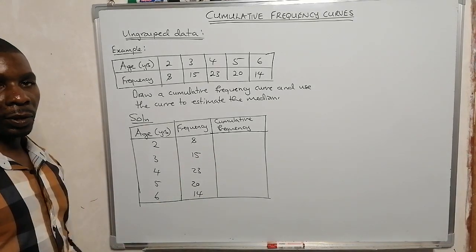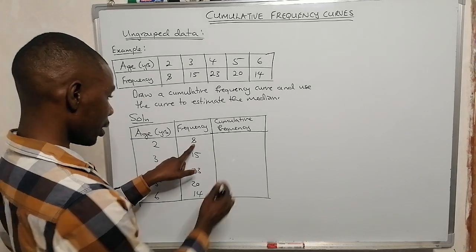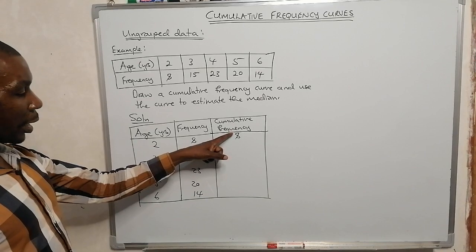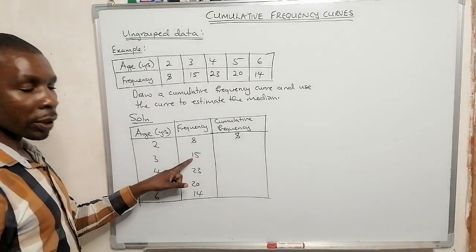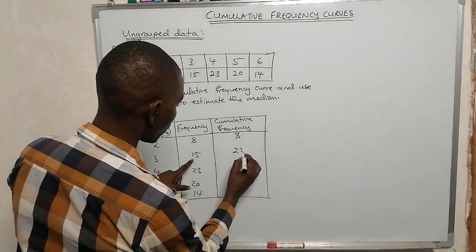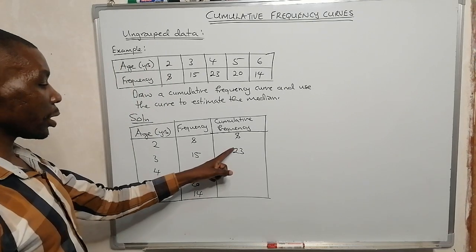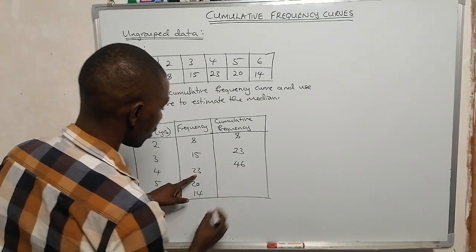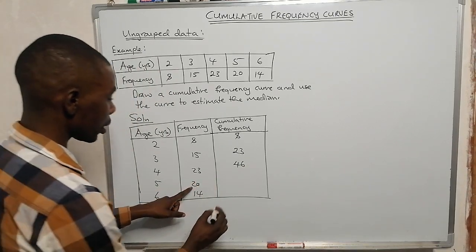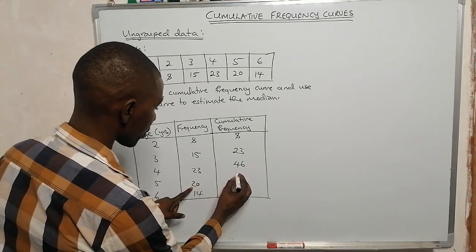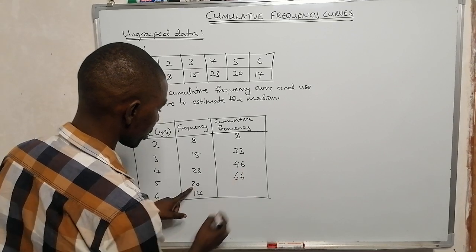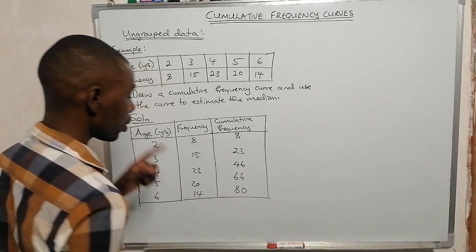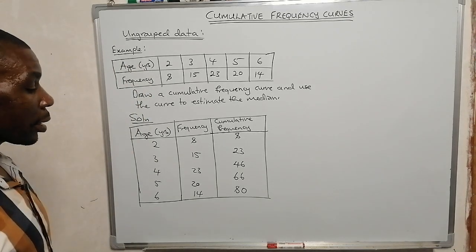Now our cumulative frequency, here we have the first value. We are going to take it as it is. Then we say 8 plus 15, we get 23. Then we put 23 here. Then 23 plus 23, that's 46. We put 46 here. Then 46 plus 20, we get 66. Then we put 66 here. 66 plus 14, that's 80. So our n is 80.